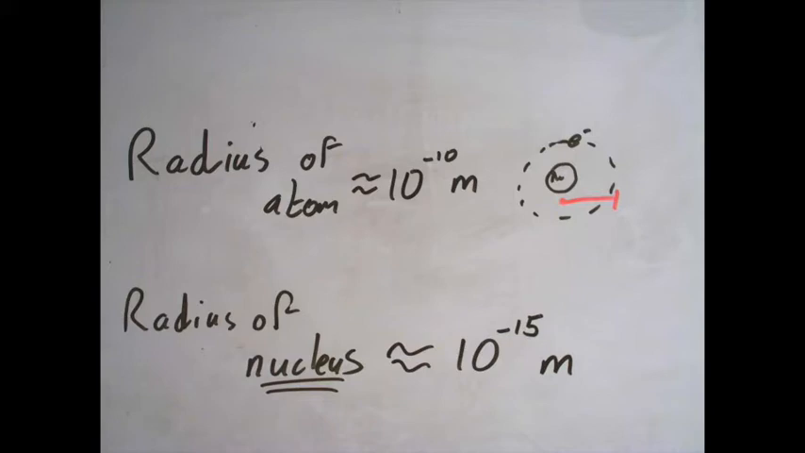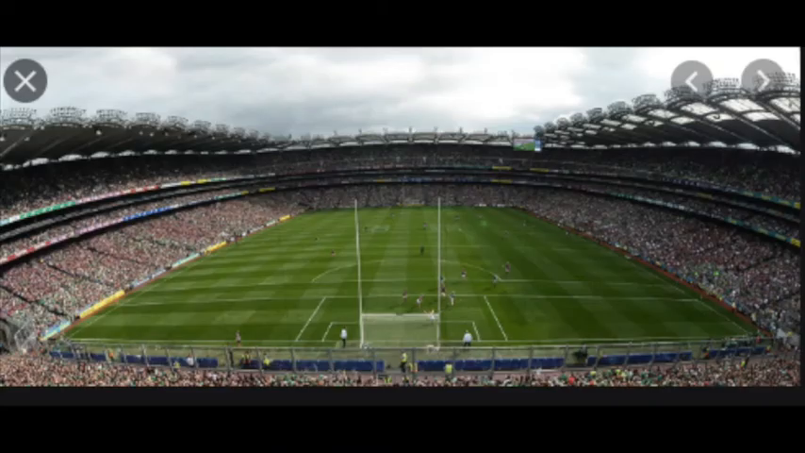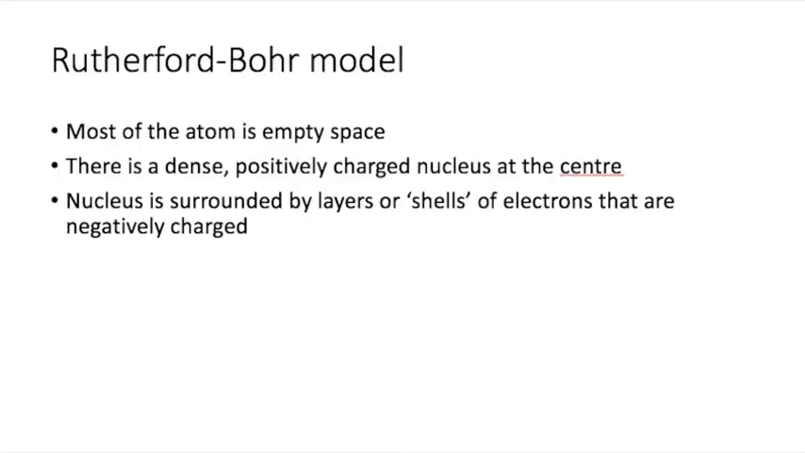That's why we kind of think of examples to try and help conceptualize this. So we'd say if the nucleus was the size of a marble, the whole atom would be the size of, let's say, Croke Park or another stadium, with the electrons being in the outer ring. And this model, the Rutherford-Bohr model, has been overwhelmingly supported by experimental evidence, so it's what we kind of roll with today.